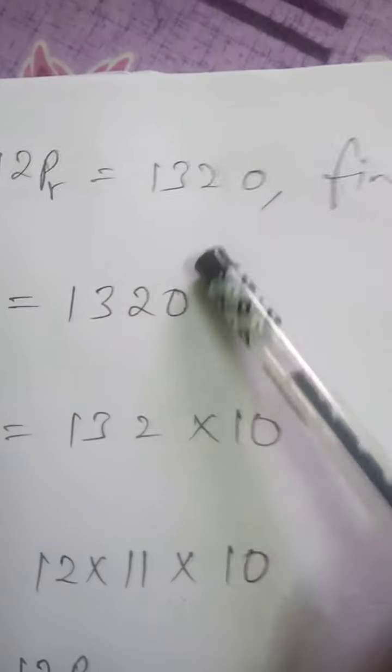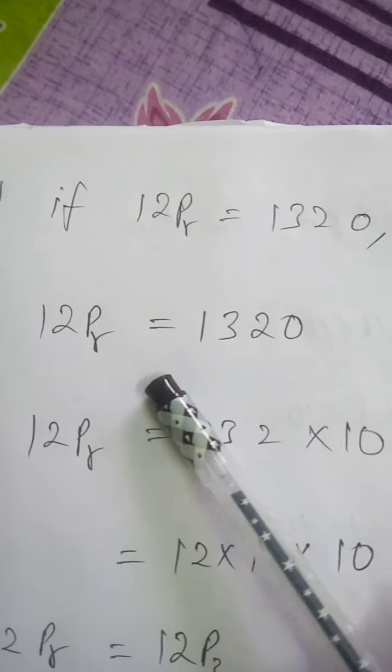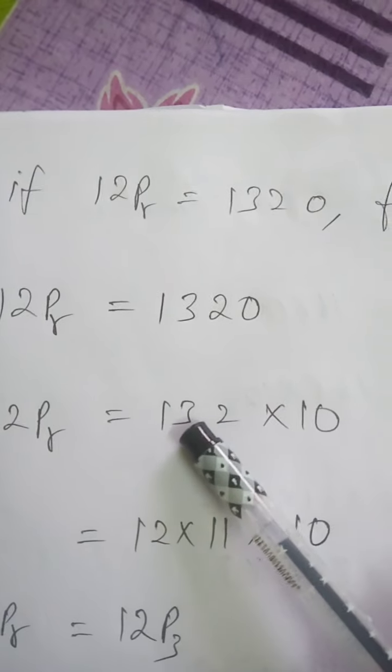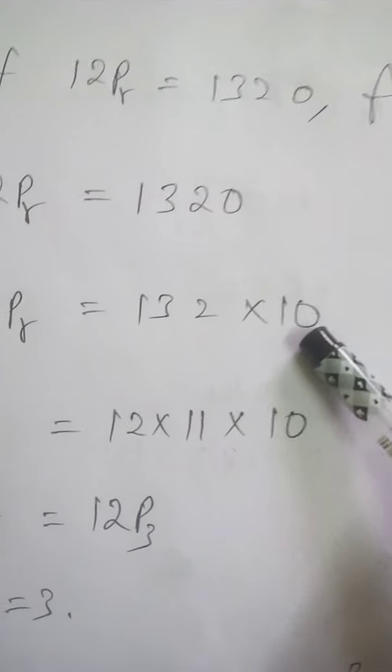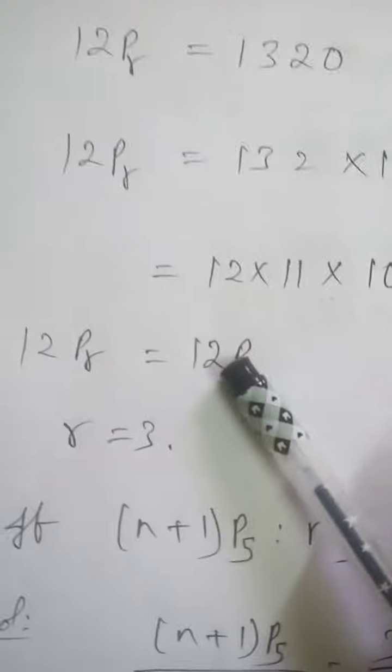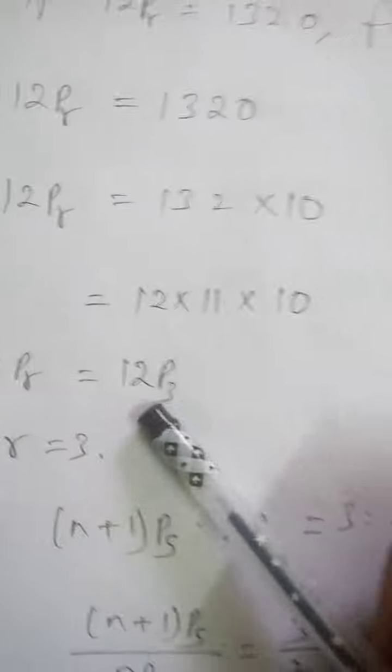If 12PR is equal to 1320, find R. 12PR is equal to 1320, I can write as 132 into 10. So 12 into 11 into 10, that is 12P3. So R is equal to 3.